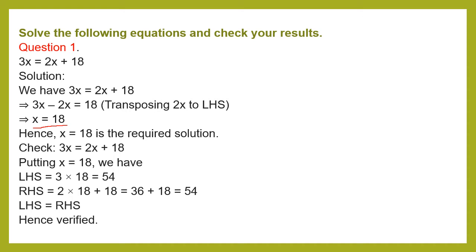Then let us take the RHS. RHS is 2x plus 18. 2 into the x value 18, plus 18. 2 into 18 plus 18. 2 18s are 36, children. 2 18s are 36 plus 18. 36 plus 18 means again we will get 54. Here the LHS value is 54 and the RHS value is also 54. Therefore LHS equals RHS, hence verified.